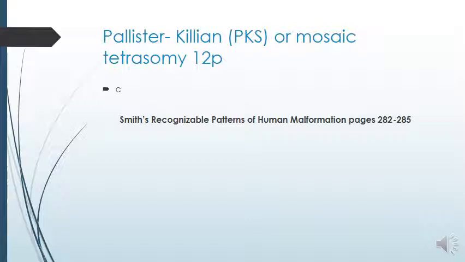If you look at those pictures, which are in Smith's Recognizable Patterns of Human Malformation, on pages 282 to 285, you can see some pictures of children who have it. I will follow this slide with another slide that does have a picture of a child that has PKS. What you need to remember is that 50% of individuals that are born with PKS have CDH. I want to now look at the next picture, which will show you a child that has the disease.